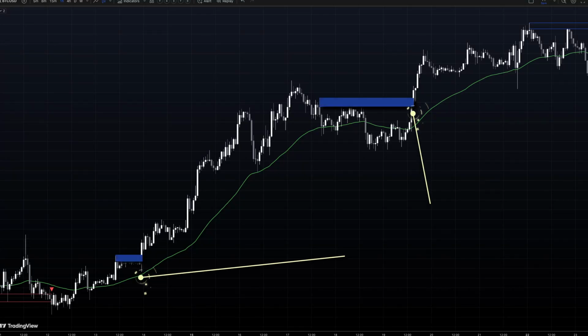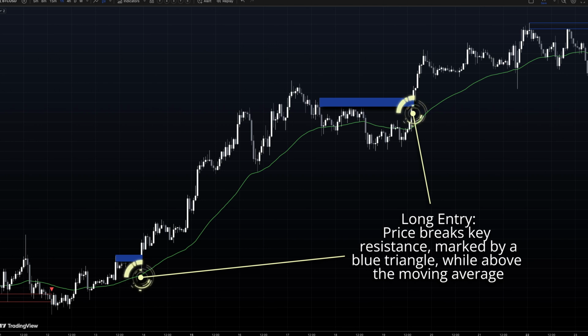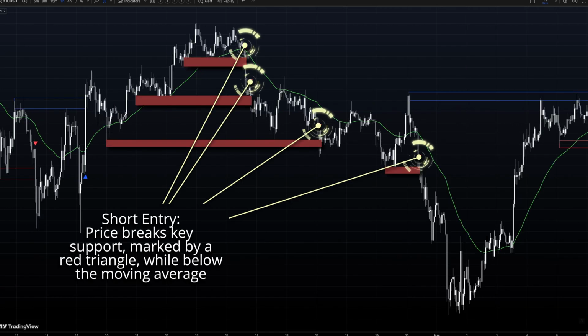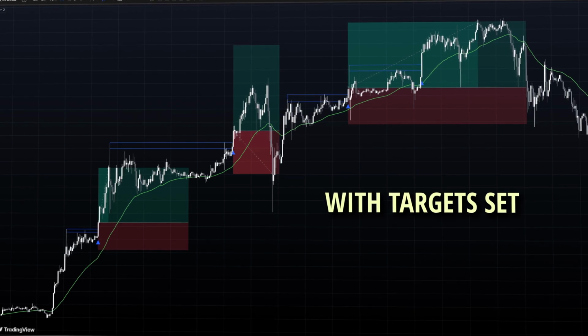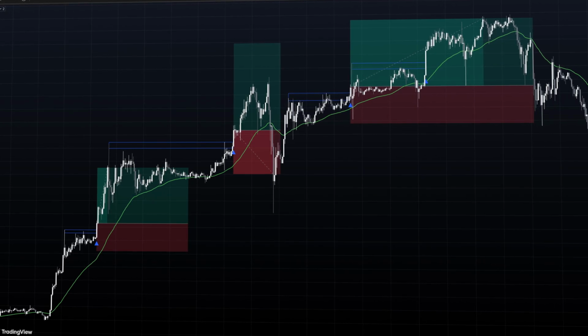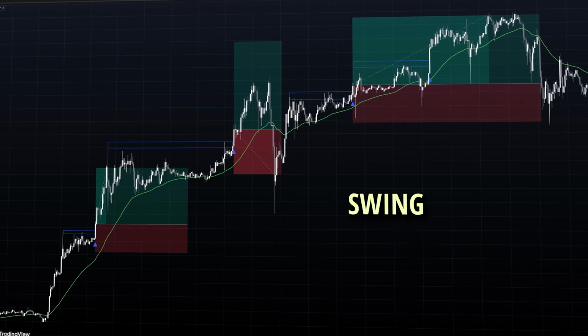You could use this indicator to enter trades when price breaks a key resistance level, while staying above the adaptive moving average, signaling a bullish breakout. For short trades, a breakdown below support while price remains below the adaptive moving average could indicate a bearish setup. Stop losses can be placed just beyond the breakdown level, with targets set using a fixed risk-reward ratio, or by trailing stops based on recent swing points.